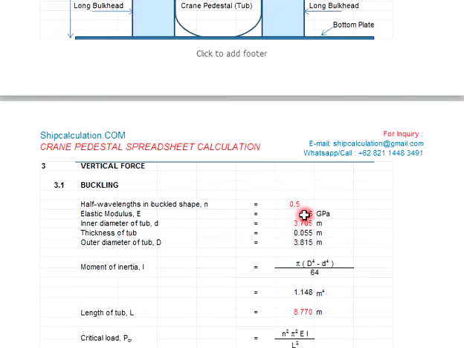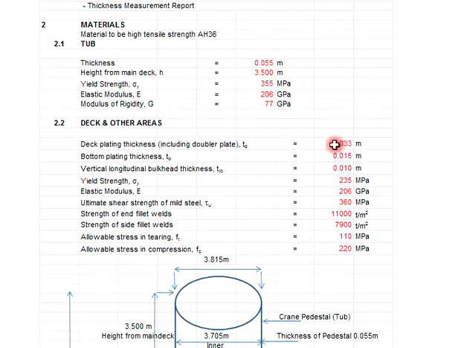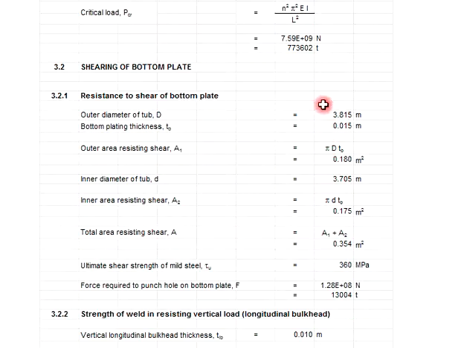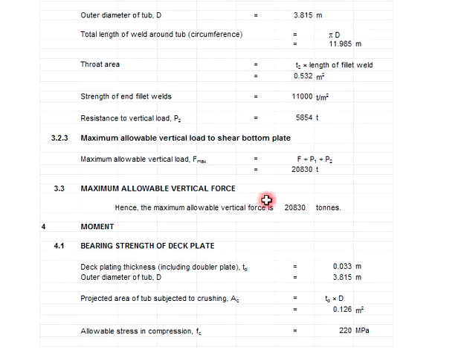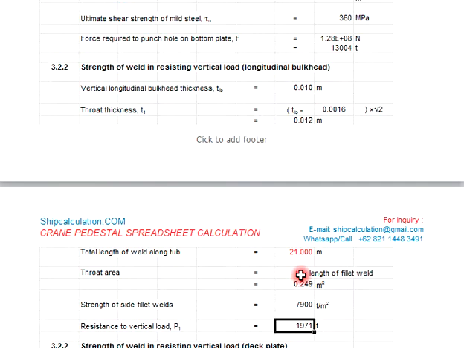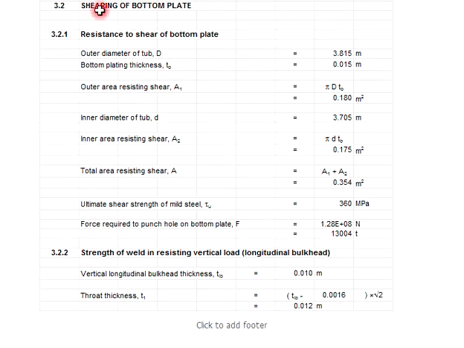So all of this formula is automatic, you don't need to change it. Whatever is red, you just change it here, and then the material elastic modulus and the modulus of rigidity you also have to check and change. So the maximum allowable vertical force is around 20,830 tons, because this is the addition of the resistance to vertical load on the bottom, the vertical load on the deck plate, and also the bottom plate for the shearing force. This is resistance to shear.